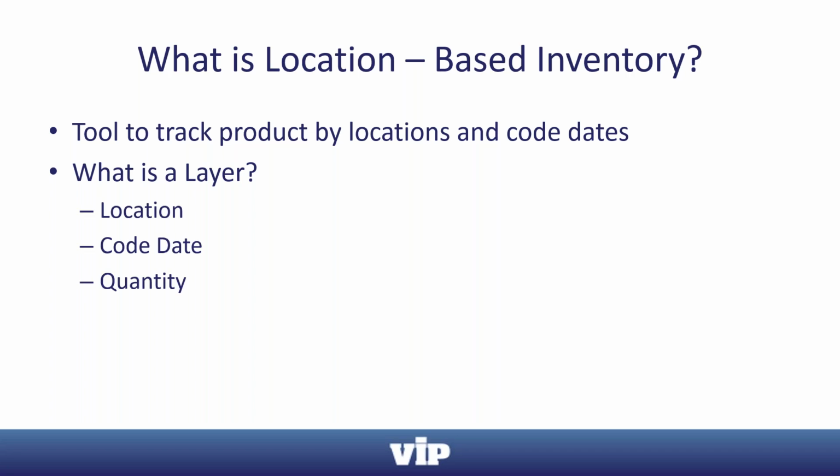Basically, a layer is a location, a code date, and a quantity, and if one of those things is different, that says this is a different layer. So product could be in a different location. It could be in the same location but with two different code dates. That's going to create a different layer. And then obviously there's always a quantity associated with the product in general.